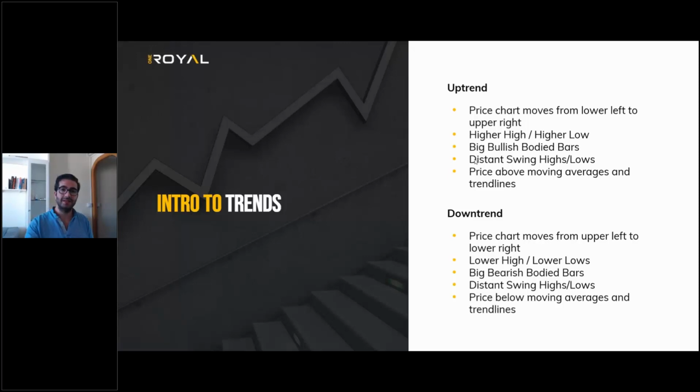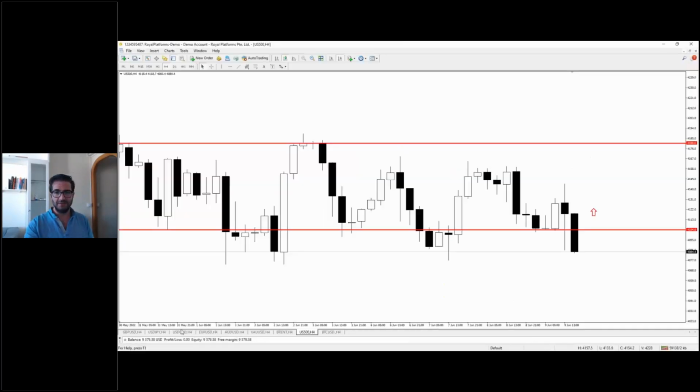You can see that the market is posting big bullish bodied bars. You will see the market posting distant swing highs and lows as well. Okay? And also, if you are using a moving average, the most common moving average for direction is the 200. If you're using the 200 moving average, you should see the price above it. Okay, let me give you an example of what I am talking about when it comes to an uptrend.